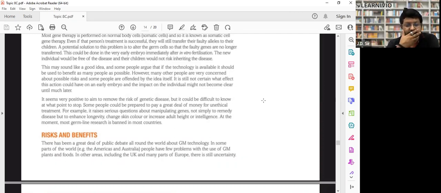It seems a very positive aim to remove the risks of genetic disease, but it could be difficult to know. In future, when you become old, you will see that the person sitting beside you may have 50% artificial organs, an artificial heart. There may be a person who does not have a heart, there may be a motor. Maybe a person does not have certain organs, like a liver or kidney and all that.